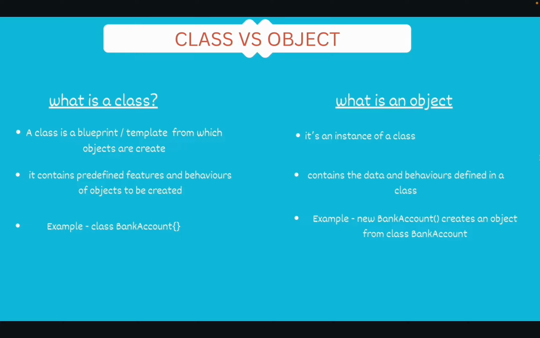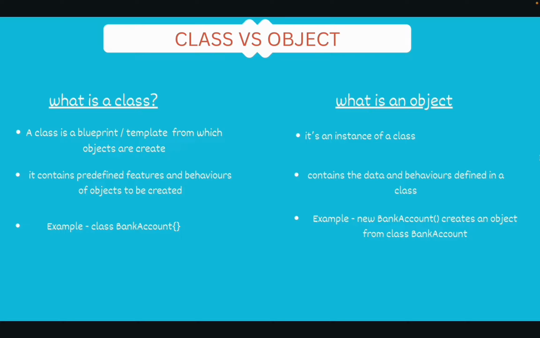Now, that means that a class would contain predefined features and behaviors of the objects to be created. Then the object would contain the actual data and behaviors that were predefined in the class.